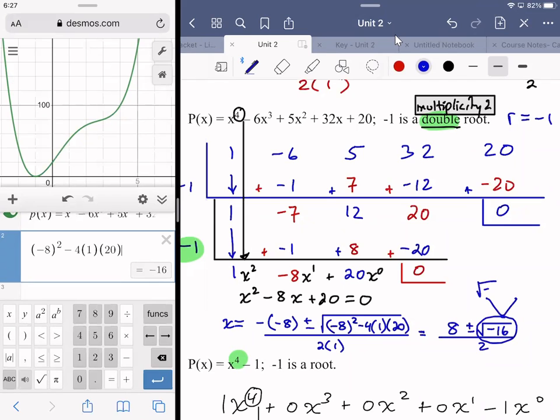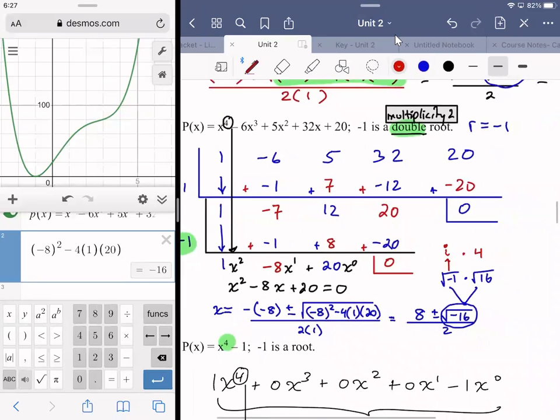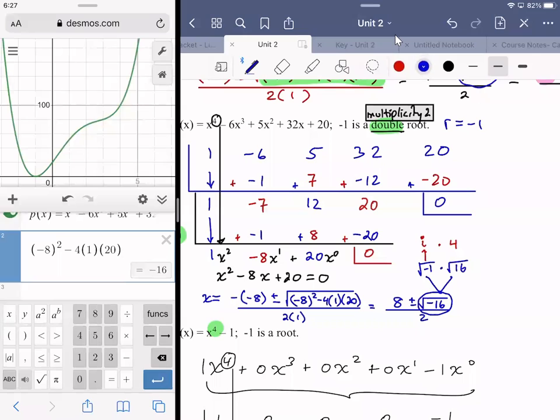But I'm going to show the work. So square root of -1 times the square root of 16. Square root of -1 is the same as saying i. Square root of 16 is the same as saying 4. All right, so I'm looking at 8 plus or minus i times 4, so 4i, over 2.